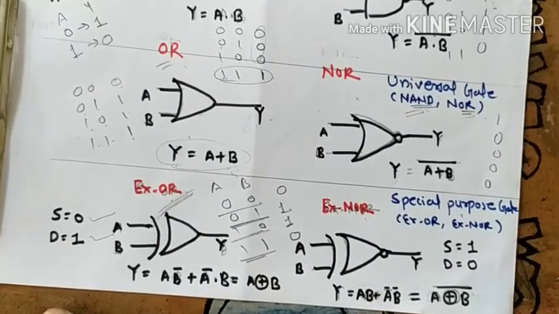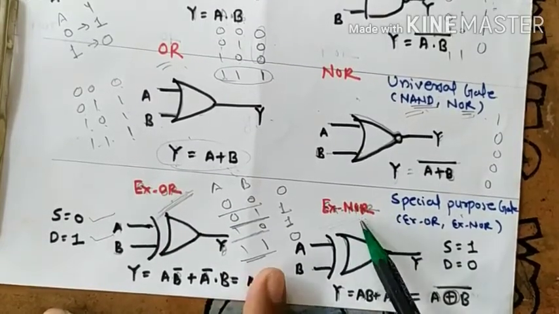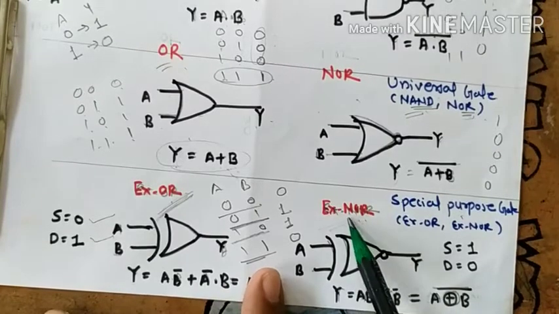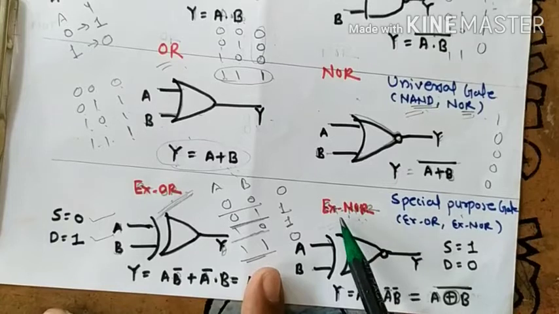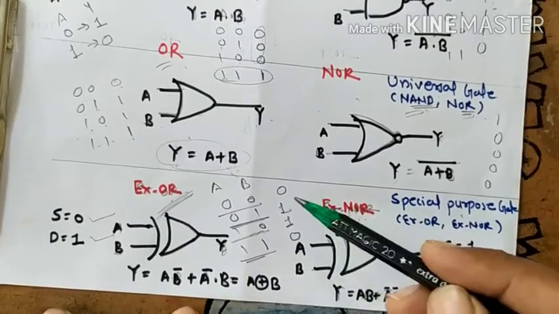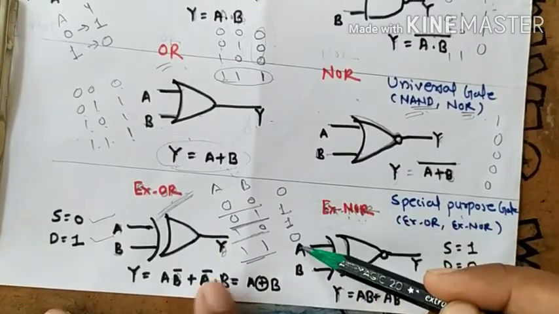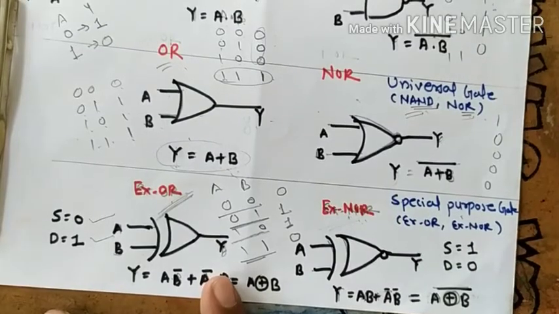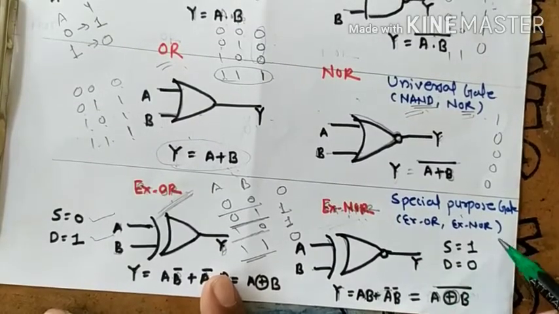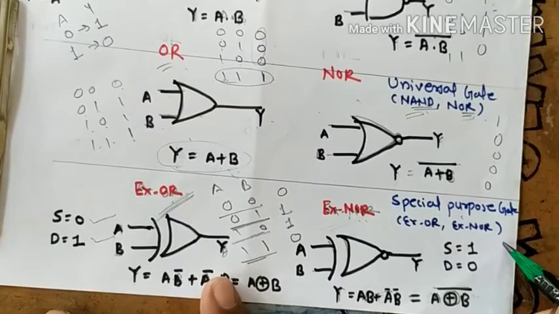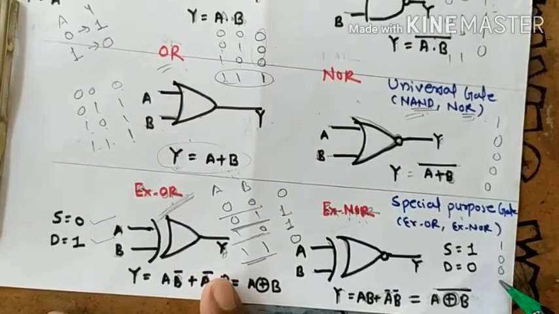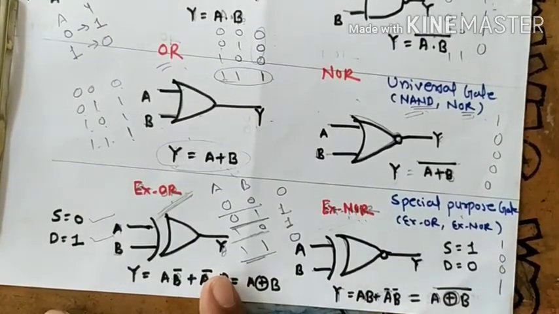The same way we are seeing the XNOR gate. XNOR means again we are putting one NOT gate. So in the special purpose gates, the other gate is the XNOR gate. See, whatever the output coming from the XOR gate is inverted for the XNOR gate. Okay, so the output of the XNOR gate is 1, 0, 0, 1. It is simply the inverse of the XOR gate.